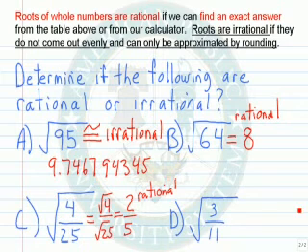Notice we also could have changed this into a decimal. 4 over 25 turns out to be 0.16, and if you take the square root of 0.16, you get 0.4.